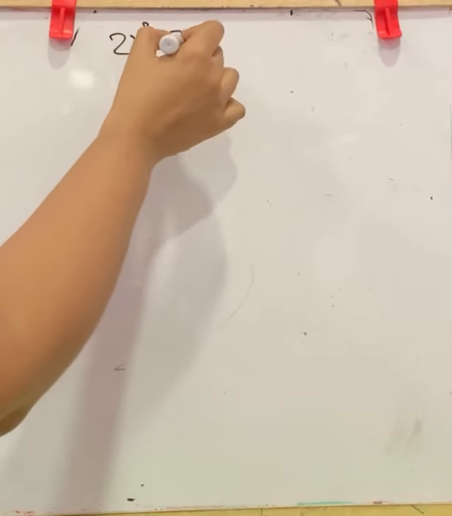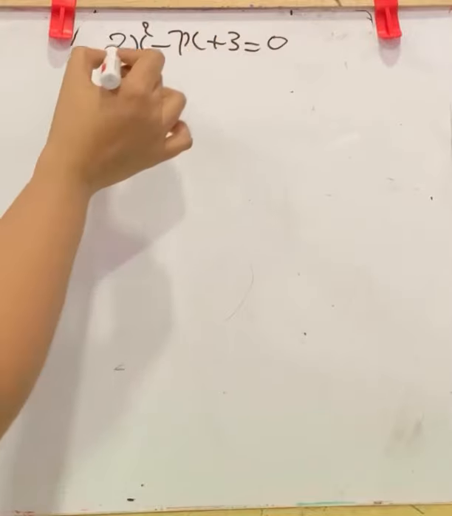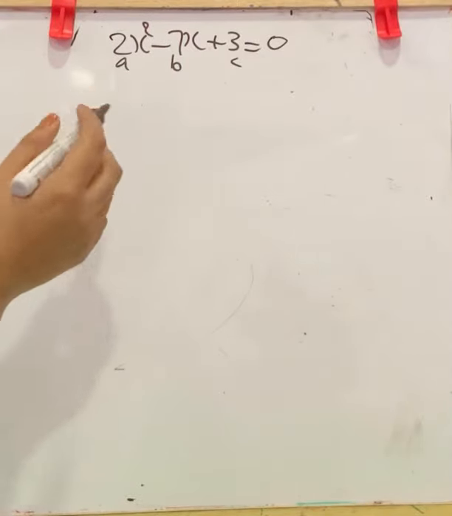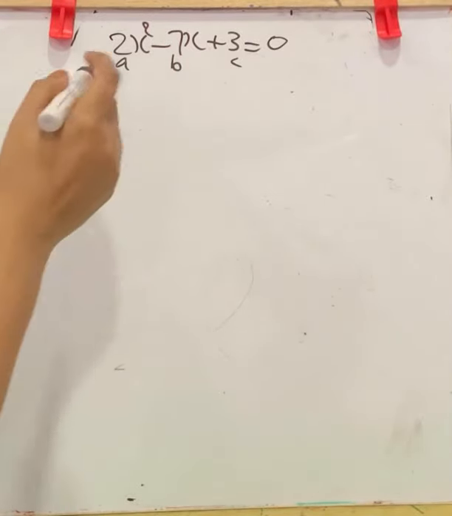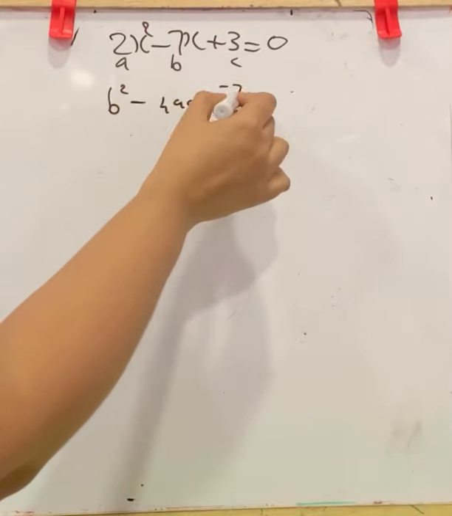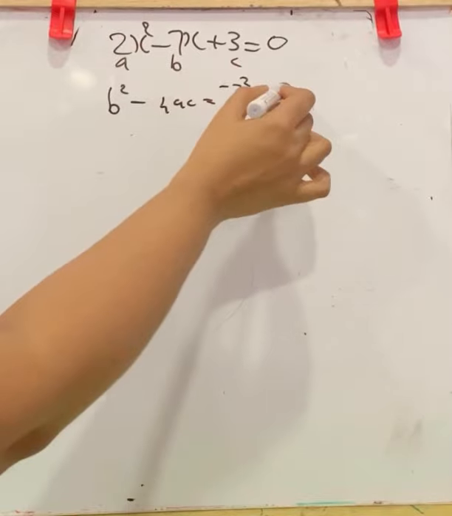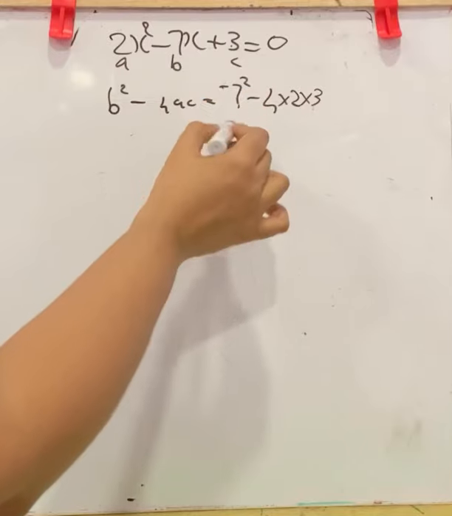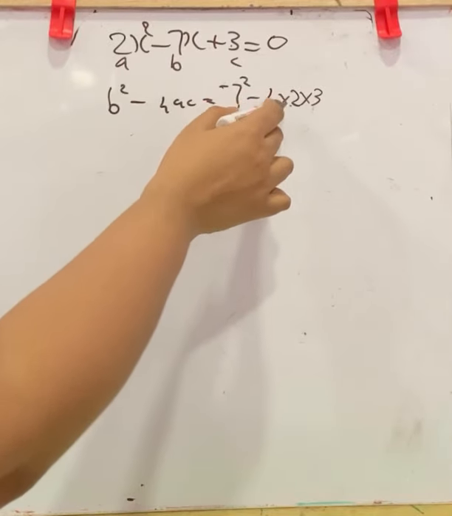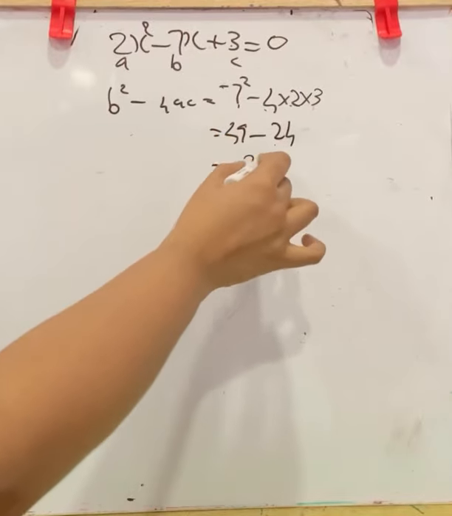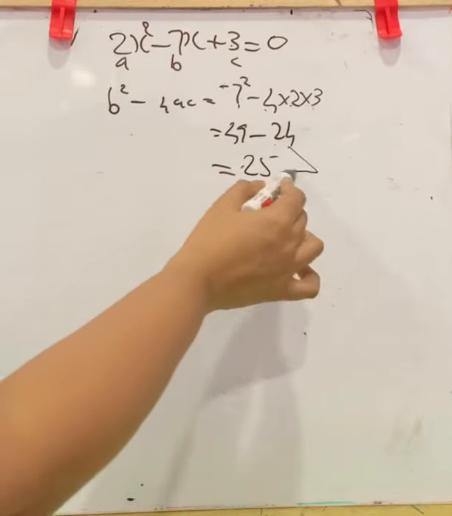2x square minus 7x plus 3 equal to 0. Here this is a, this is b, this is c. Now we can apply it in the formula. b square minus 4ac: is it greater than or equal to 0, or less than 0? b square minus 4ac equals negative 7 square minus 4 into a, which is 2, into c, which is 3. Negative 7 square is 49, minus 4 2s are 8, 8 3s are 24. 49 minus 24 is 25, and 25 is greater than 0.